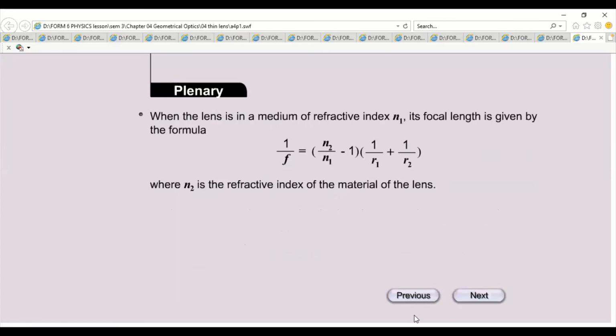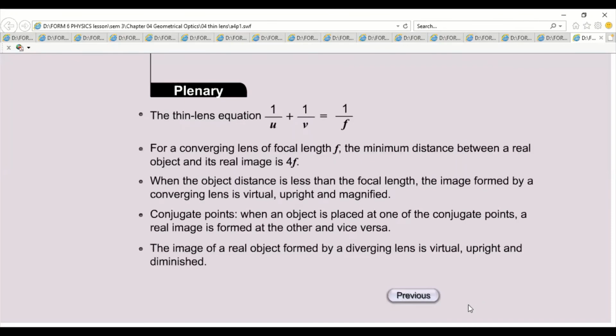When the lens is in the medium of refractive index n1, the focal length is given by the formula 1 over f equal to (n2 over n1 minus 1) times (1 over R1 plus 1 over R2), where n2 is the refractive index of the material of the lens. So that's all for the lesson.